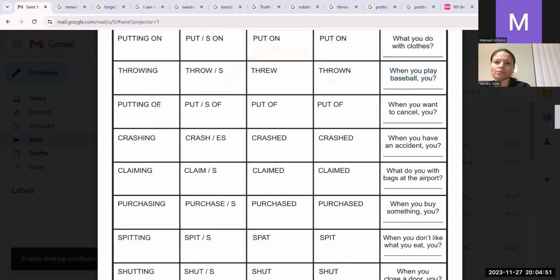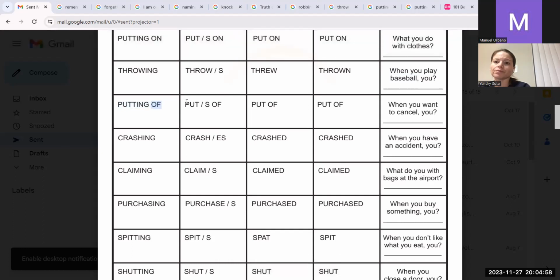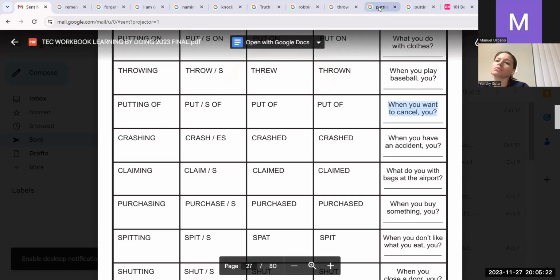Now, this one has a mistake because it's double F. Okay? Debe haber una doble F aquí. Off. Right? So let's practice. Please repeat. Putting off. Put off. Puts off. Put off. And when you want to cancel, you can put off because it's also used for that.